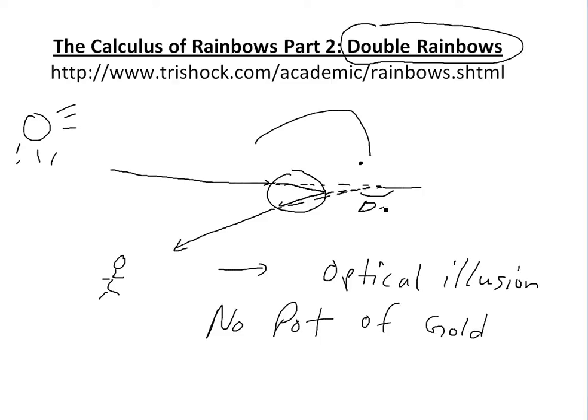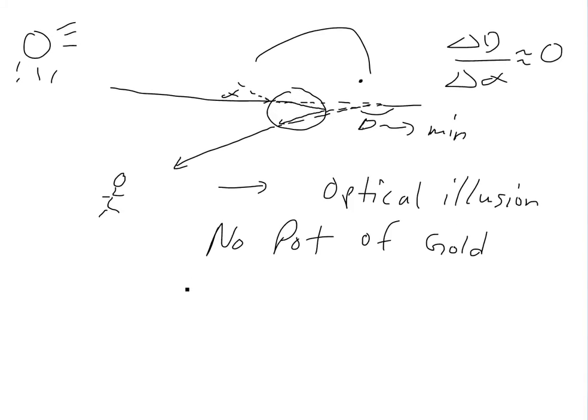And the brightest one is obviously when D is minimum. And I showed that this is because the change in D over the change in alpha, if you call this angle alpha the incidence angle, is roughly 0. So if you change this by a bit, it would still be roughly 0, so that doesn't change too much. But now the question is, double rainbows, how are they formed?